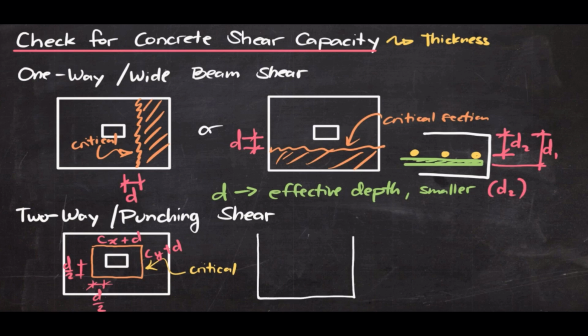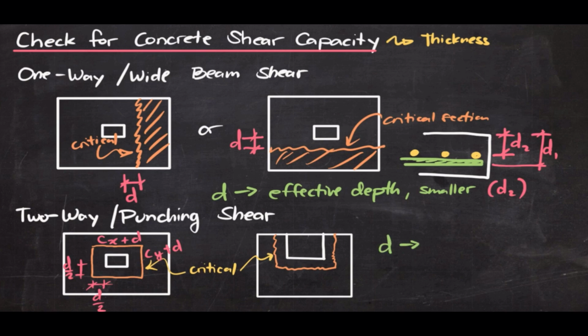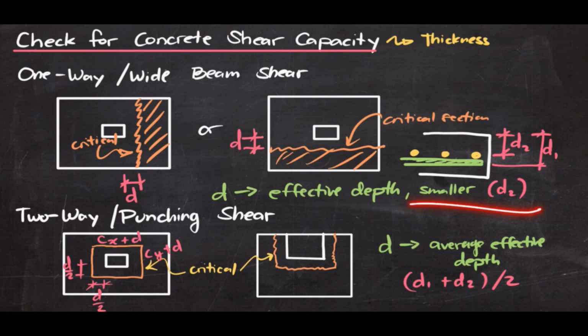That is for a centrally located column. Sometimes the column could be at the edge or at the corner. So for an edge column like this, the critical section would have only 3 sides. So this is now the critical section. And for two-way shear, the effective depth that we use would be the average effective depth. So it means that we get d1 and d2, and then we add them and divide them by 2. So the average effective depth is used for two-way or punching shear. For the one-way or the wide beam shear, it's conservative to use the smaller depth.